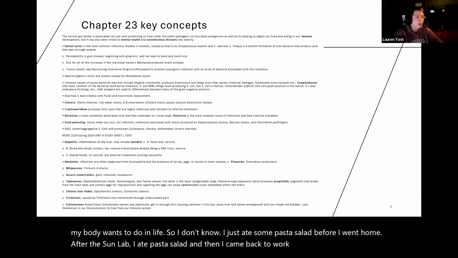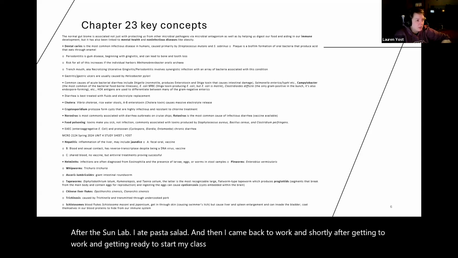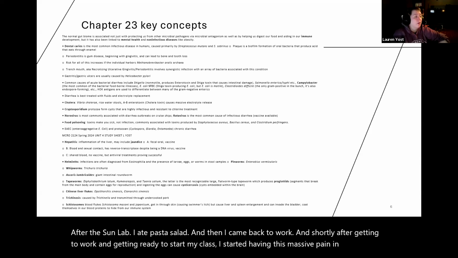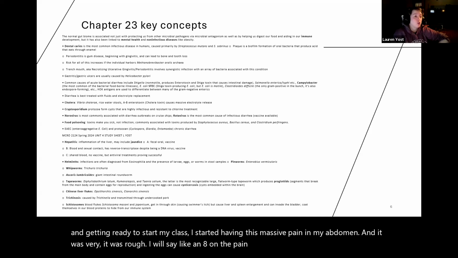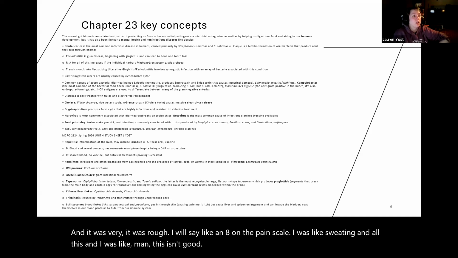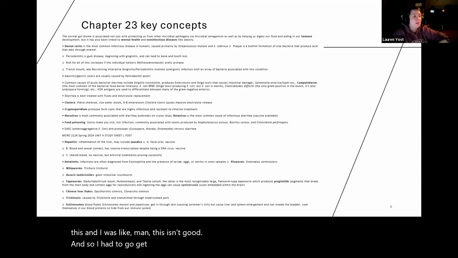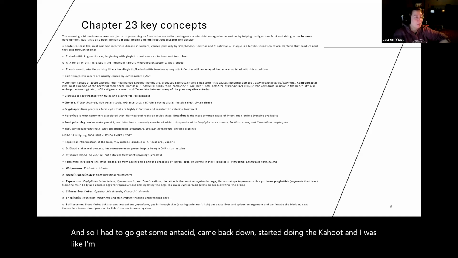And shortly after getting to work and getting ready to start my class, I started having this massive pain in my abdomen, and it was rough. I will say like an 8 on the pain scale. And I was sweating and all this. And I was like, man, this isn't good. And so I had to go get some antacid, came back down, started doing the Kahoot. And I was like, I'm not going to make it. It started coming back again.